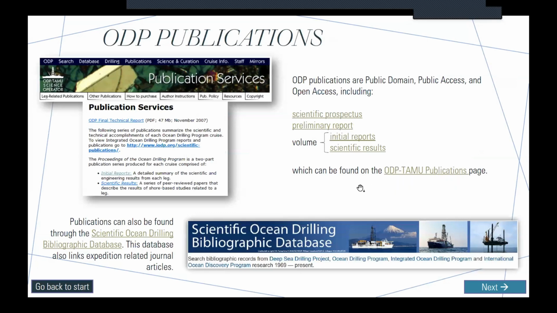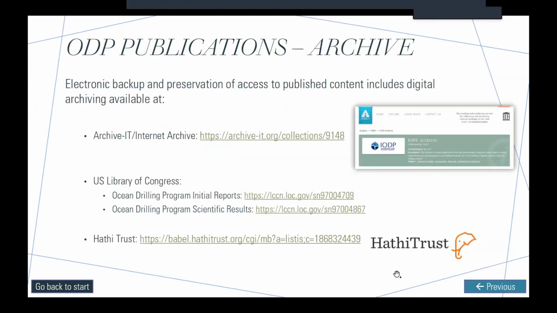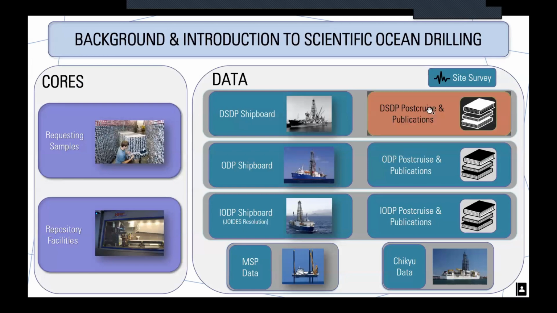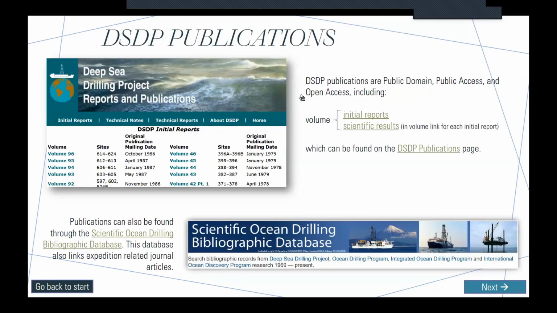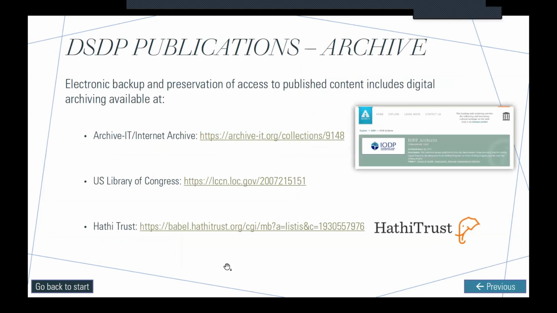Pretty similar for Ocean Drilling Program as well. Preliminary reports, scientific results, going to that database, and everything once again is archived. ODP is also archived at the HathiTrust. DSDP, similar, just on a different webpage once again, but you can get to each volume this way. And you can always access these also by going to the current TAMU, Texas A&M JRSO publications webpage. You can get back to the older ones as well. And once again, those are all archived online.